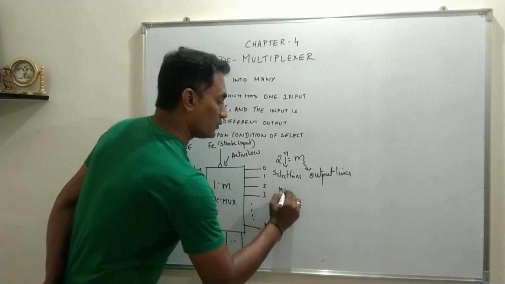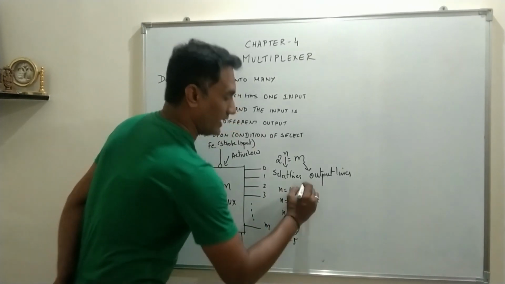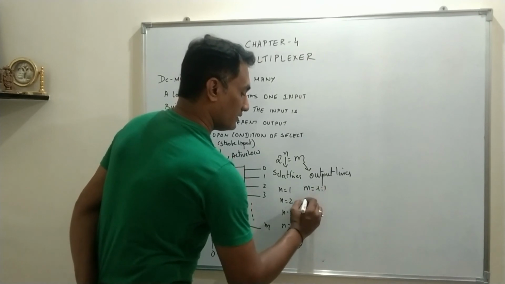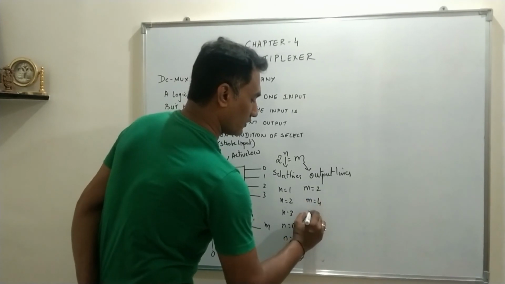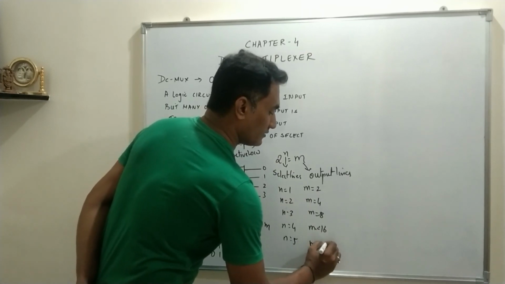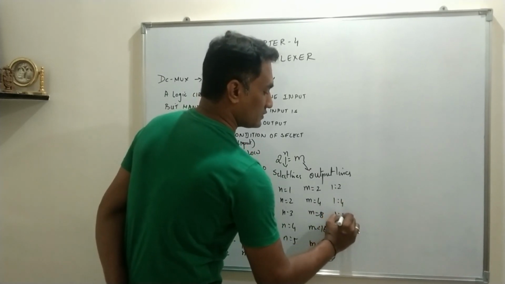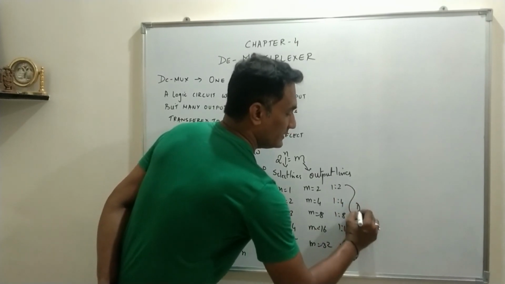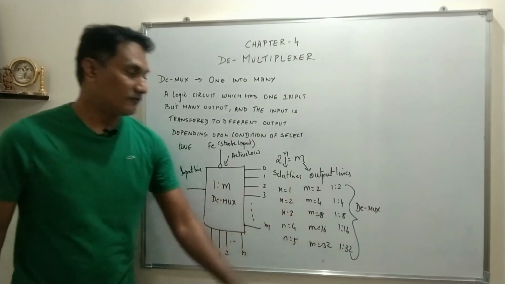So if n is equal to 1, n is equal to 2, n is equal to 3, n is equal to 4, n is equal to 5, m will be 2, m will be 4, m will be 8, m will be 16, and m will be 32. So in the market we have 1:2, 1:4, 1:8, 1:16, and 1:32 demux. So these are the basic features of a demultiplexer.